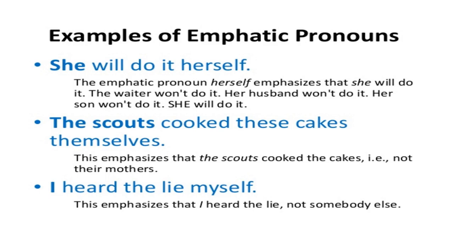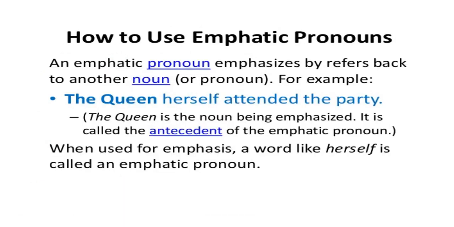Next sentence, the scouts cooked these cakes themselves. This emphasizes that the scouts cooked the cakes, not their mothers. I heard the lie myself. This emphasizes that I heard the lie, not somebody else. Let us see one more example. The queen herself attended the party. The queen is the noun being emphasized.